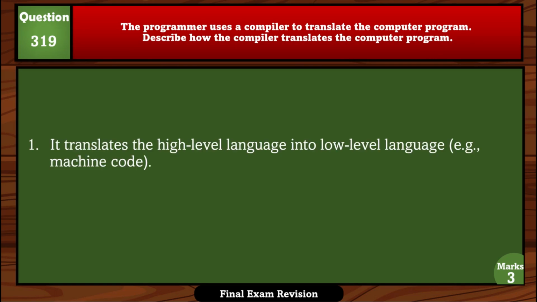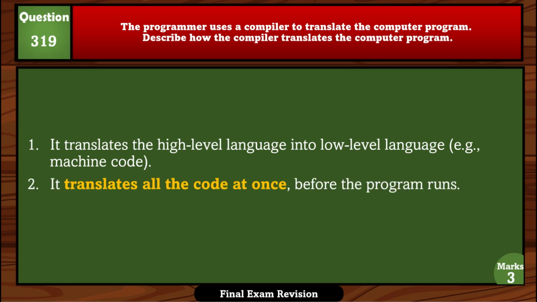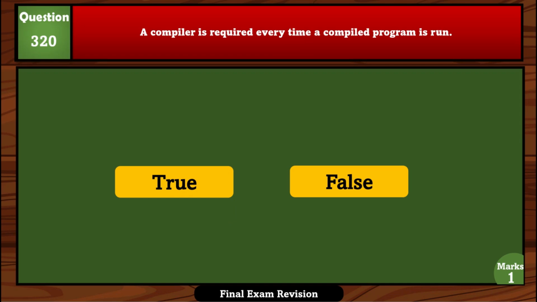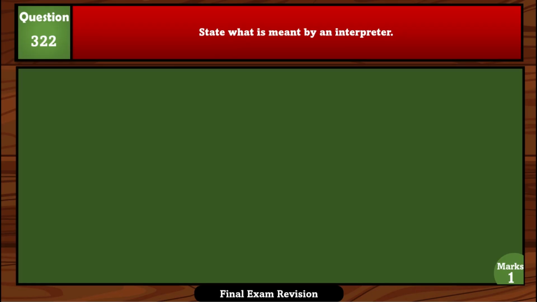Number one, it translates the high-level language into low-level language. Number two, it translates all the code at once before the program runs. Number three, it creates an executable file that can be run independently. Question 320. A compiler is required every time a compiled program is run. So that is false. Interpreters. State what is meant by an interpreter.